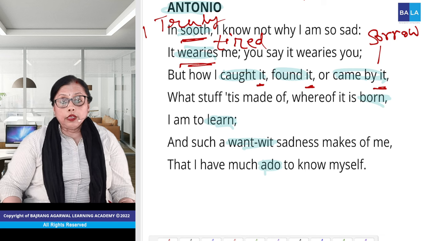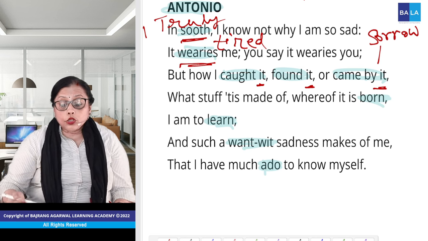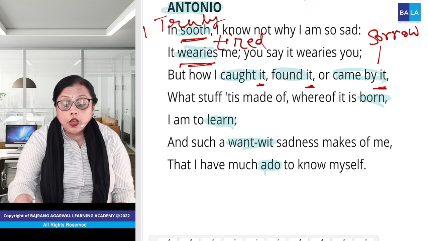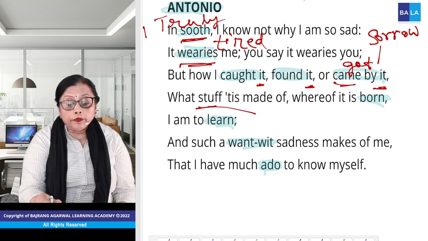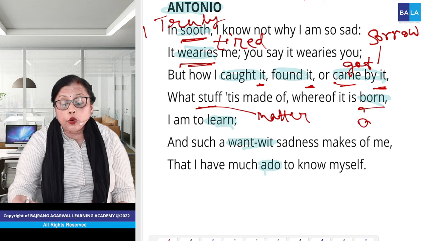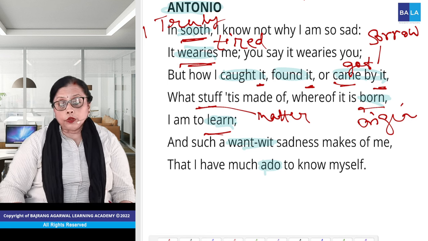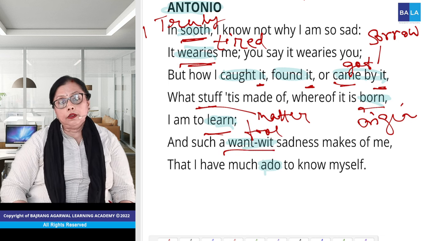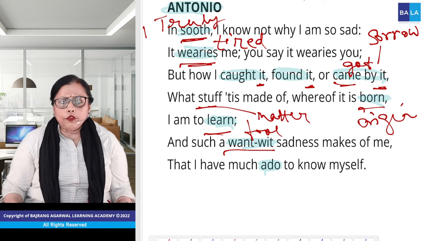How this sorrow came to me, how did it originate? How I got this sorrow, how I found it. What stuff it is made of, stuff meaning matter. Where was it born, meaning where was its origin, I am to learn, I want to know. But this sorrow makes him a fool, because if you don't know the reason for your sorrow, you feel very foolish.